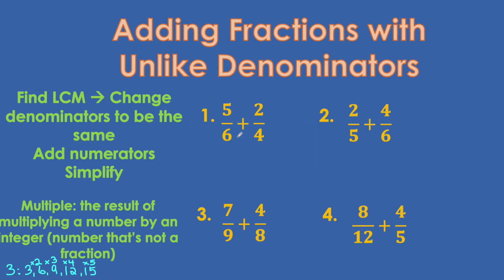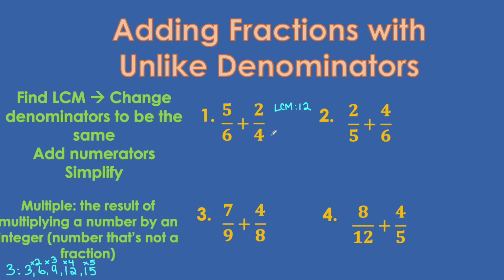Is 12 divisible by 4? Yes, 4 can go into 12. So that means that your LCM, your least common multiple, is 12. So just write it here.